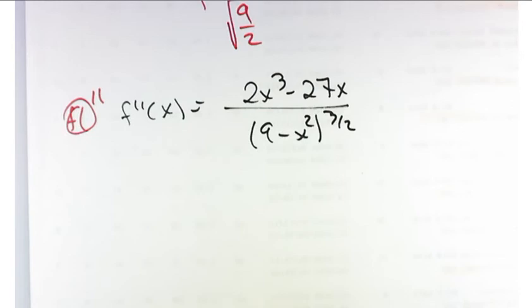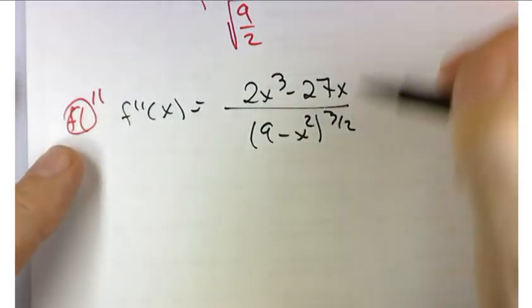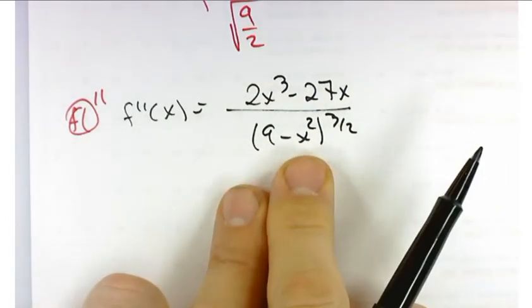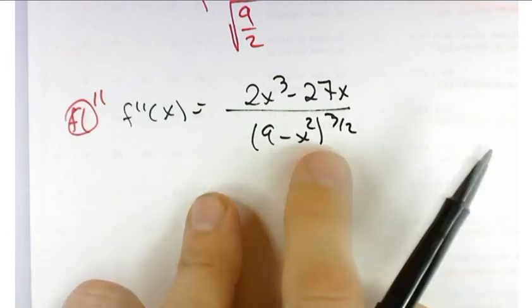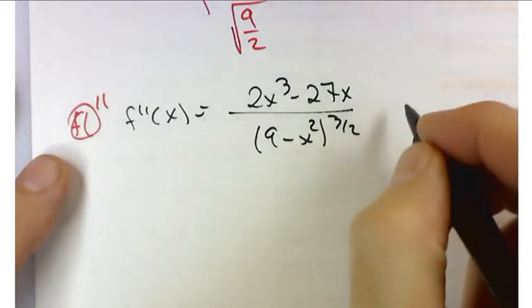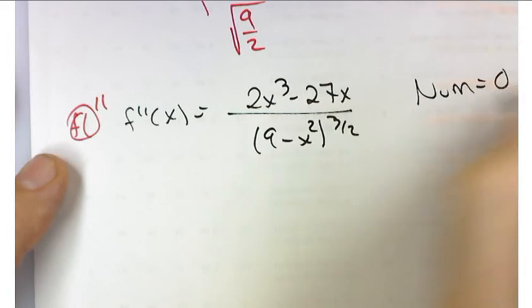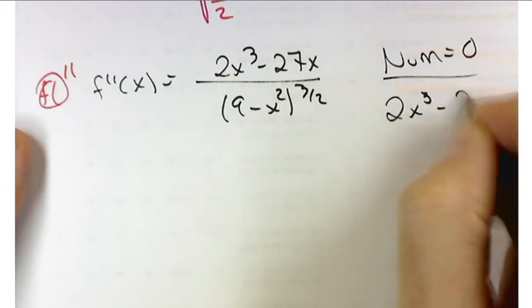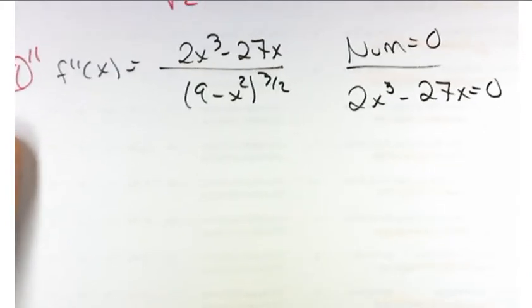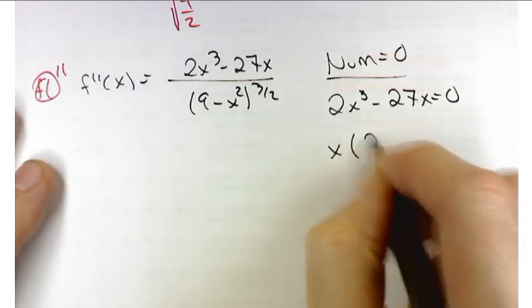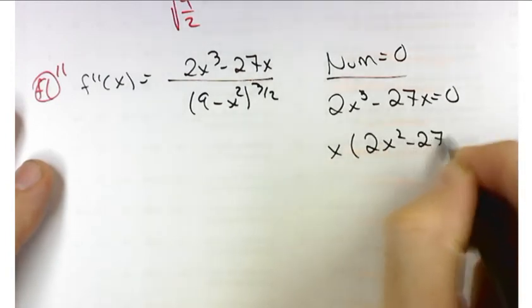Again, I want to know where this can change signs. This can change signs where the numerator equals 0 or the denominator equals 0. Well, the denominator equals 0 the same place the last one does, which is 3 and negative 3. There's not much that's going to happen because those points are at the edge of my domain. So let's figure out where the numerator equals 0. That's 2x cubed minus 27x equals 0. Let's factor out an x. That leaves behind 2x squared minus 27 equals 0.